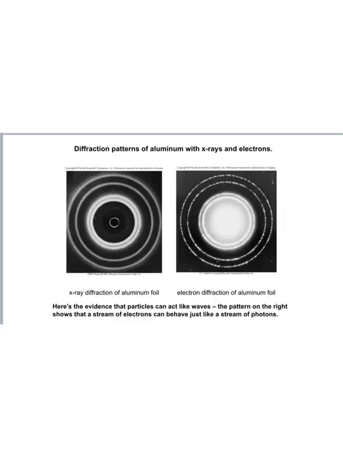This is what I told you waves do. Notice that this is X-rays causing a diffraction pattern, meaning that there's light and dark rings after they hit something. Electrons do the same thing. This is evidence that particles can act like waves. You know light is a wave, right? And so there's an electron acting as a wave. The pattern on the right shows that a stream of electrons can behave just like a stream of photons.